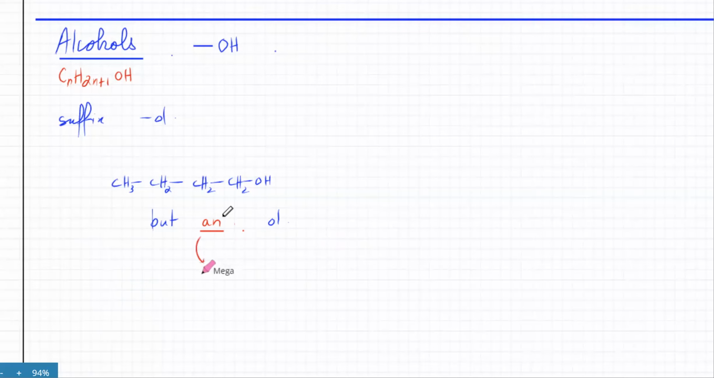What does this middle part represent? If it's an AN, then that means it's a saturated carbon chain. That means there is no carbon double bond carbon. But it could also be an EN. The middle part could be an EN as well. That means it's unsaturated. That means that somewhere in the carbon chain, there's a double bond. Carbon and carbon are making a double bond.